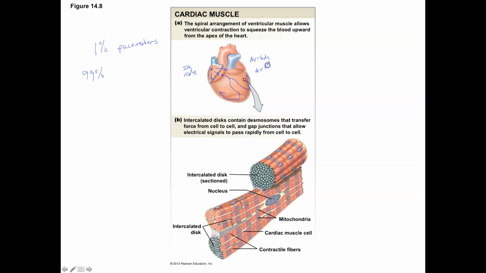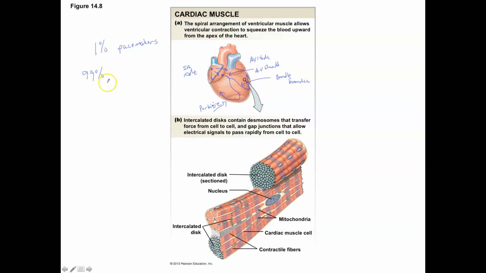So again, we have the AV bundle. That's going to be this section right here. And then we have the bundle branches. And then lastly, we have those Purkinje fibers. And so these all make up the conduction system of the heart, and they make up about 1% of the cardiac muscle cells. And so these are sending the electrical signal across the heart, and that's what's controlling your heartbeat.